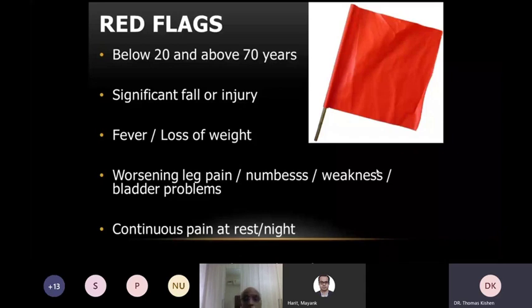Worsening leg pain, numbness, weakness, and bladder problems are also red flags. Continuous pain at rest or night pain that disturbs the person, wakes them up from their sleep, is something that cannot be missed. And symptoms not settling with medications. This needs to be looked at a little more carefully. These are red flags. They may not mean anything, but you really don't want to miss out on any infections or tumors and things like that, which will benefit from early treatment.